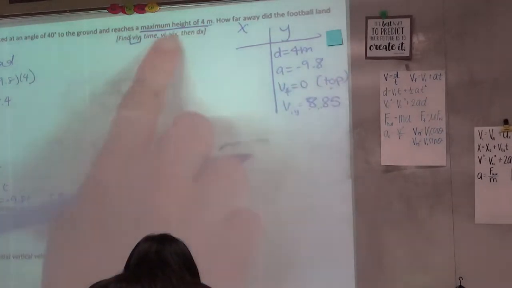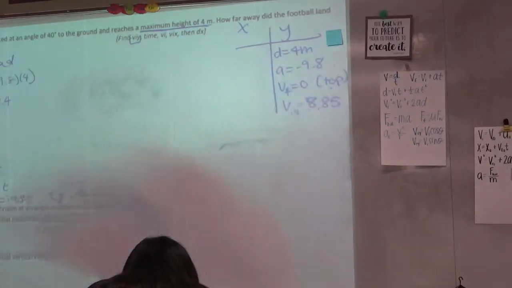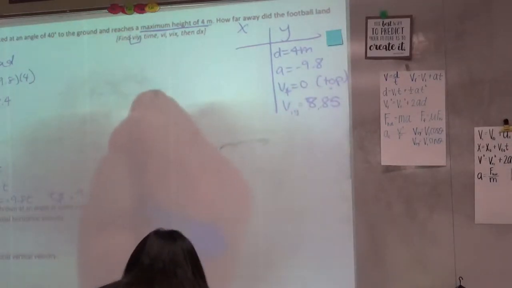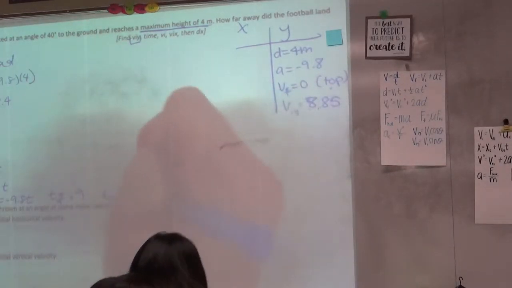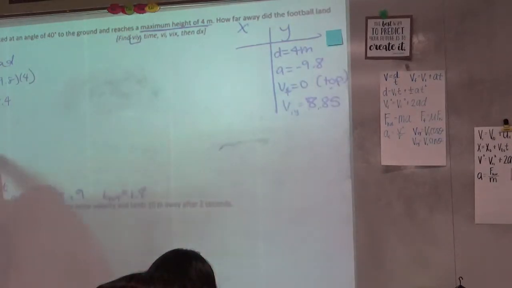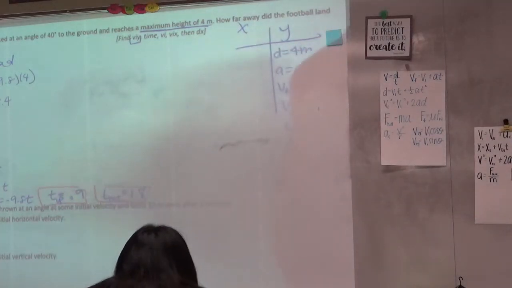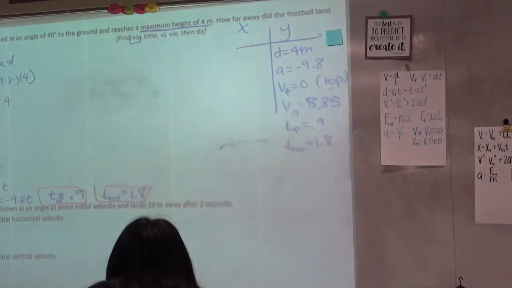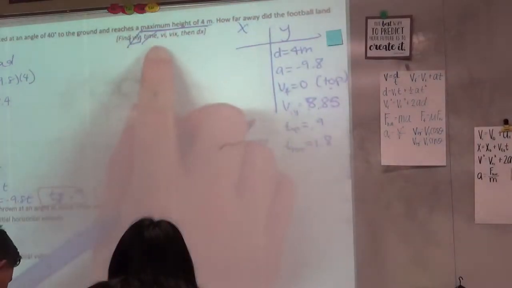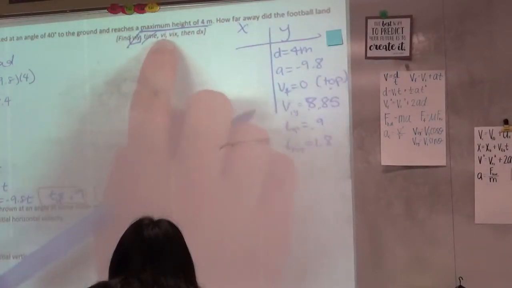It doesn't tell me which time it's asking for, so let's just find both. What would be the total time in the air then? 1.8, good. So we have initial y velocity, you've got T up, you've got T total. We can go ahead and put that in our charts. Next thing is asking us to find what? We found this, what else? Before you can find VIX, you have to find the VI, the total VI, yes?